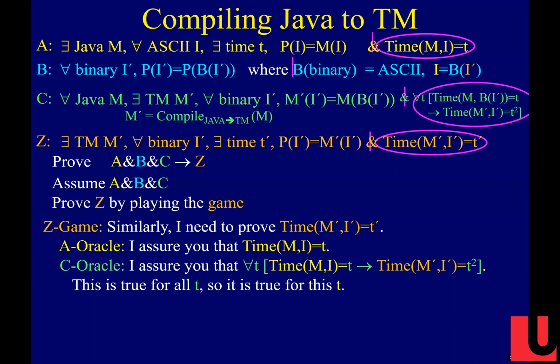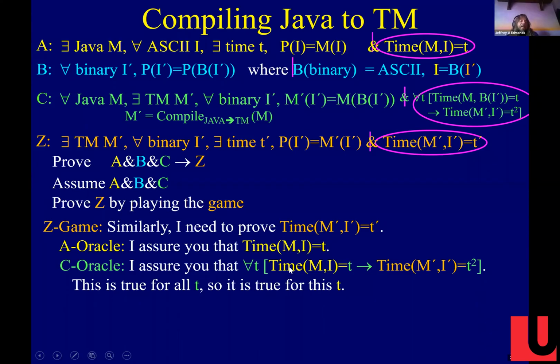Jeff, do we need a B Oracle here? No, we used B already. B is about whether the problem translates from ASCII to binary. It doesn't say anything about running time. So there's no B Oracle because in A and in C there are existentials: we ask the Oracle for a Java program in A, and for a time, and in C for a Turing machine, but in B there are no existentials. There's only for all, so we choose the for all. So there's no Oracle there because of that.